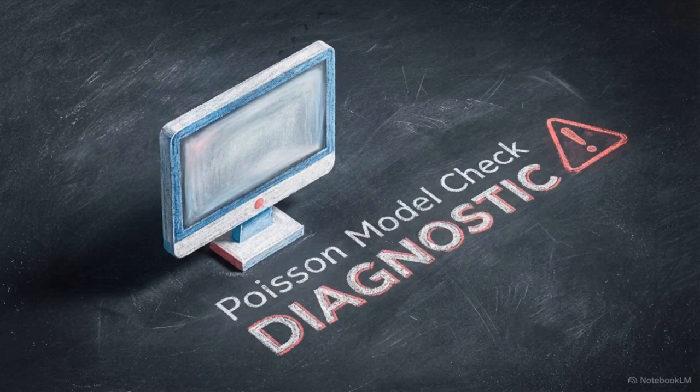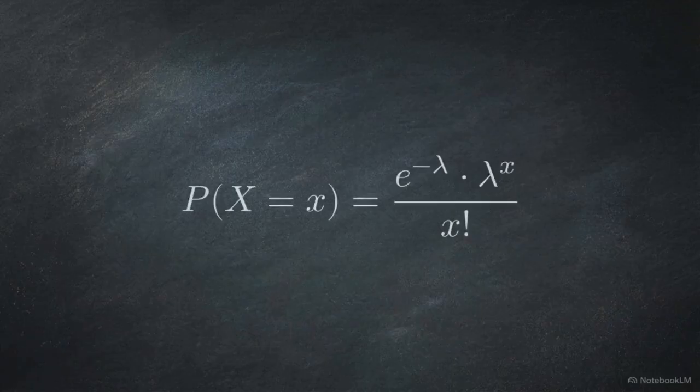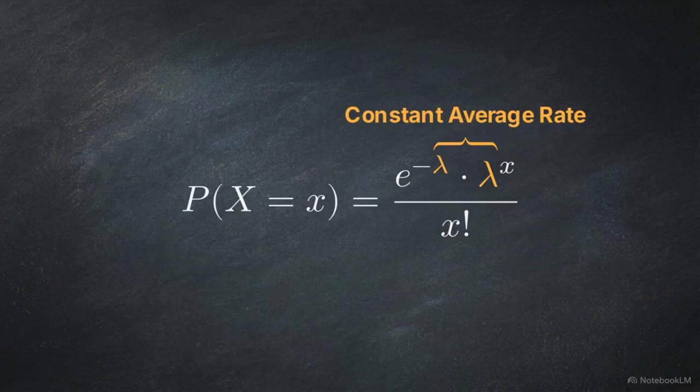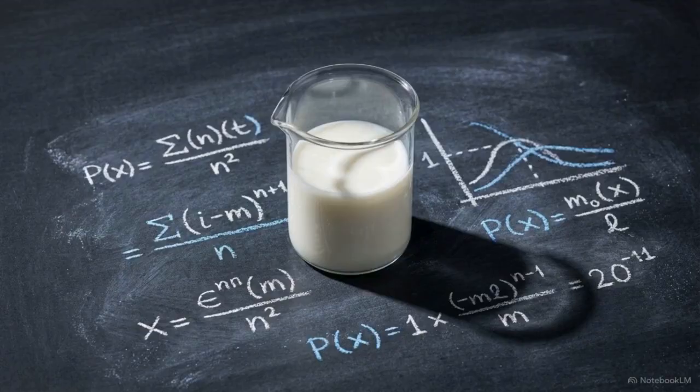This distribution also has a strict diagnostic check. For data to accurately fit a Poisson model, its expected mean, or lambda, must be approximately equal to its variance. This formula calculates the probability. It relies on lambda, the constant average rate of the event, and Euler's number, a mathematical constant approximately equal to 2.71828. We can apply this to microbial counts.